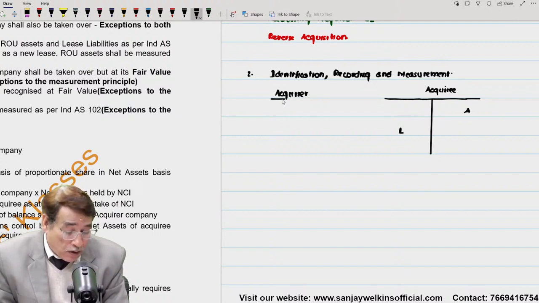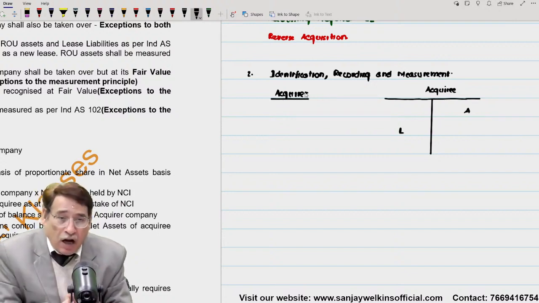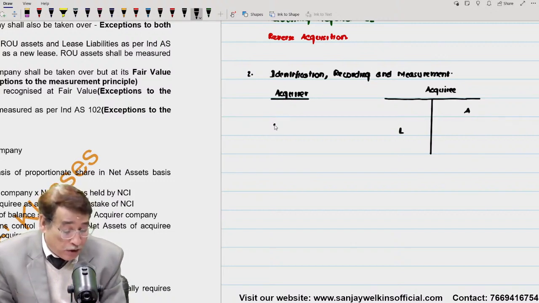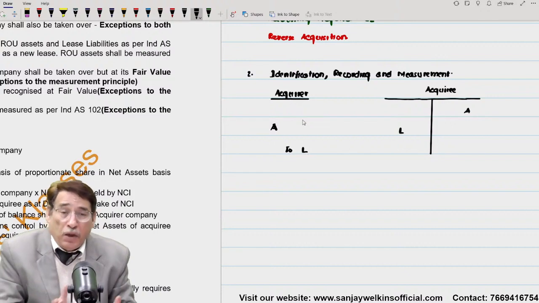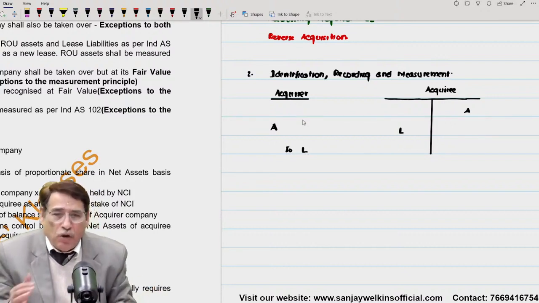This is the acquirer entity. Now, how will the acquirer entity record? Whatever assets are appearing over here, we are going to record them by debiting those assets. And whatever liabilities are appearing over here, we are going to record them. Asset accounts debit to liability accounts. Simple entry, no problem at all.